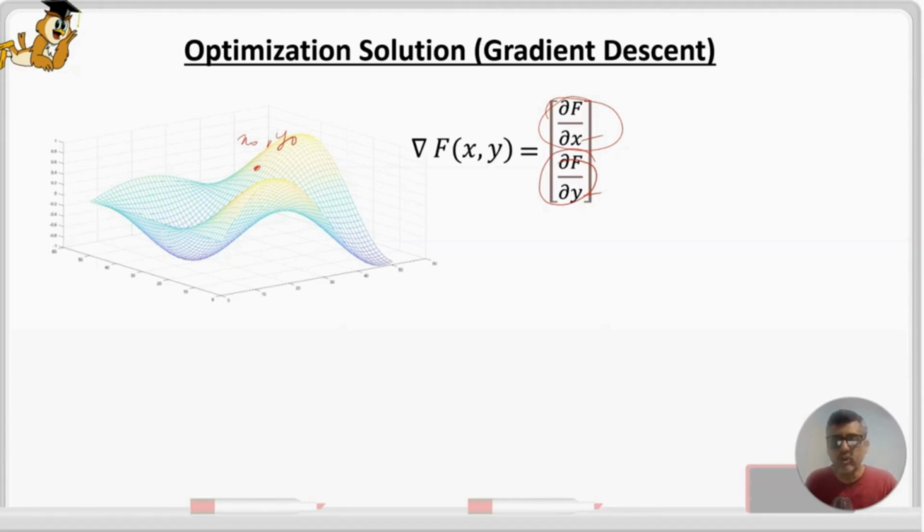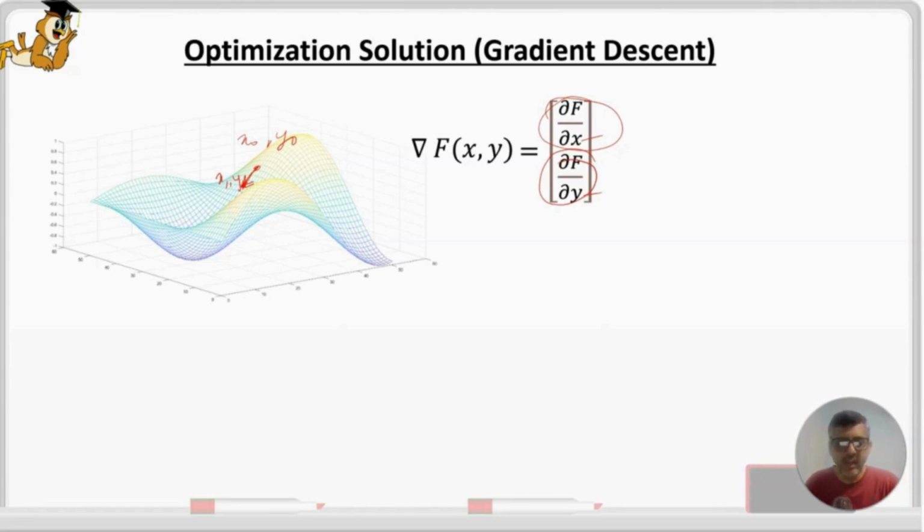And therefore, what do you do? You take a small step in the direction of the negative gradient from the point x0, y0. So essentially what you're doing is taking a small step to move to a fresh point, let's say call it x1, y1, where this movement is in the direction of the negative gradient.